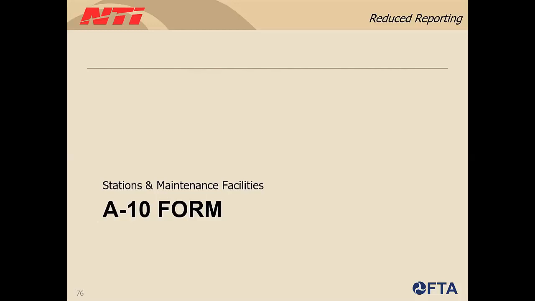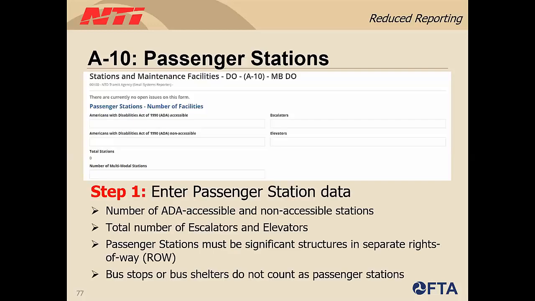The next form we will review is the A10 Stations and Maintenance Facilities form. On this form, you will begin by reporting data on your agency's passenger stations. You will report the number of ADA accessible and non-accessible stations, as well as the number of elevators and escalators in your stations. Passenger stations must be significant structures with separate rights-of-way in order to be reportable. Please note, bus stops or bus shelters do not count as passenger stations.